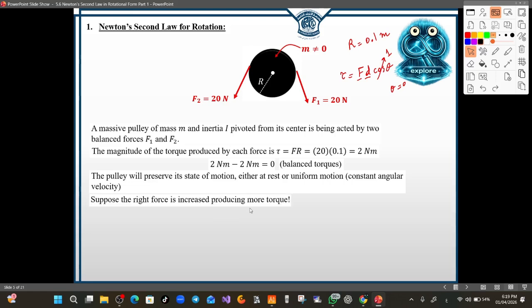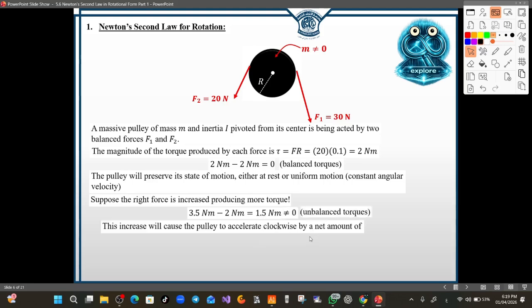Suppose the right force is increased, producing more torque. Now we have increased F1 from 20 Newton to 30 Newton, which makes the torque produced by F1 much higher. So we recalculate the torque for F1 and we will find that the torque is 3 Newton meters, minus 2 Newton meters. The torque due to F2 remains the same, and we'll find that the difference is equal to 1.5 Newton meters, which is not equal to 0. This increase will cause the pulley to accelerate clockwise by a net torque of 1.5 Newton meters.